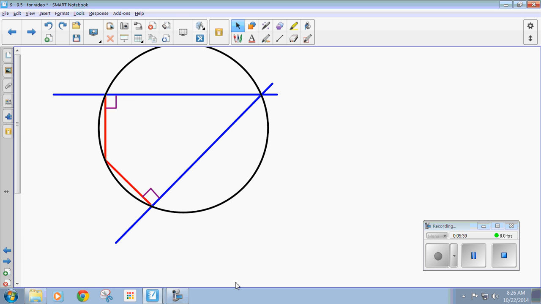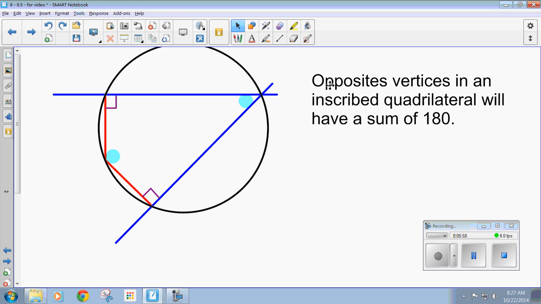If I remove the smaller circle, this starts to look like some of the stuff that we worked with when we worked with chords and when we worked with our inscribed and central angles. So now we have this inscribed angle, and we have two opposite angles. Opposite vertices in an inscribed quadrilateral have a sum of 180. This should be part of your notes from earlier in this unit.